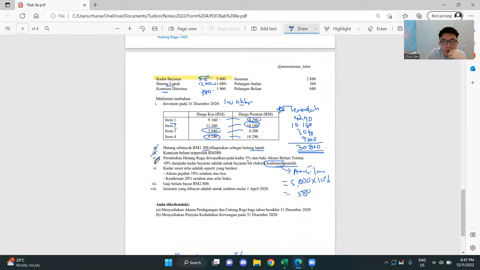Okay, next. Your kadar susut nilai adalah seperti yang berikut. So 10% alatan pejabat atas kos. Atas kos guna apa kaedah? Kaedah garis lurus. Okay, what is the formula for kaedah garis lurus? Later I'll show you. What about atas buku nilai? Atas buku nilai you are using baki berkurangan.